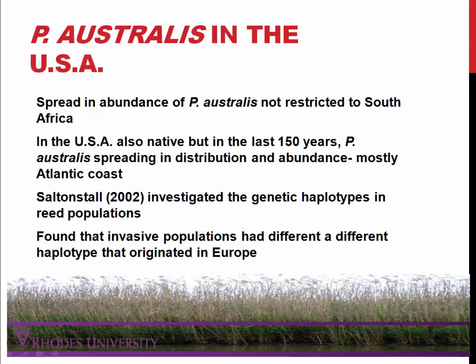This included anthropogenic reasons. Rivers changing, could that be the reason? And one of the components was looking at the genetic factors as to why a plant would suddenly become invasive. A study by Saltonstall in 2002 found that by looking at the genetic haplotypes, or the genetic strains, that were present in Phragmites populations in the US, the stands that were becoming invasive and moving into new areas had a different haplotype to stands that were not invasive. What was ultimately found was that the invasive stands had an introduced strain that originated in Europe. What was quite interesting was that the introduced haplotype was acting much like an alien invasive. It was moving in and displacing native vegetation.